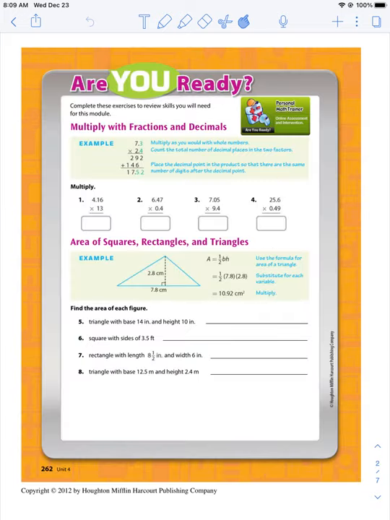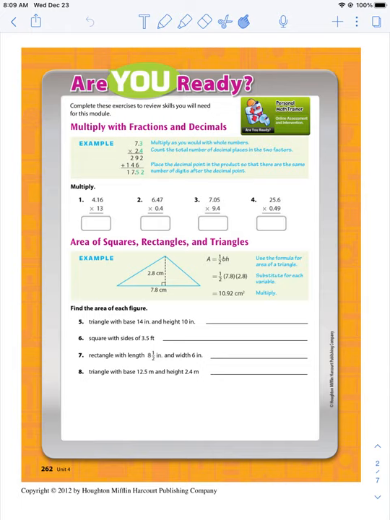It's been a while since we've done geometry, so let's refresh our brains with what area is. Area is the amount of space that something takes up. It's what's inside of a shape given. So far we've learned squares, rectangle, and triangle area.